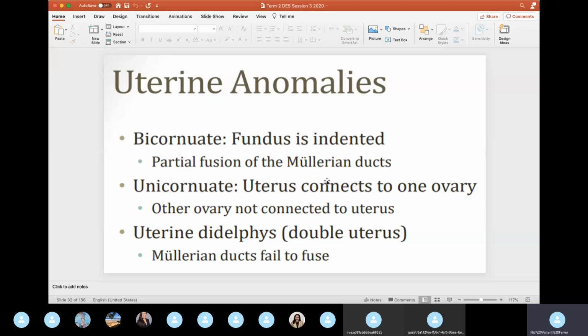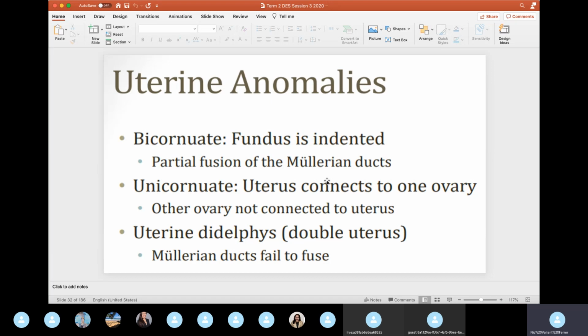How about bicornuate? Bicornuate, you have an indented fundus of your uterus. What's the embryological defect? High yield. Partial fusion of the Mullerian duct. Unicornuate. Uni means one, so the uterus is connected to one ovary. So the other ovary is not connected to your uterus.